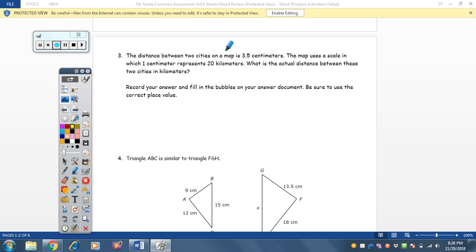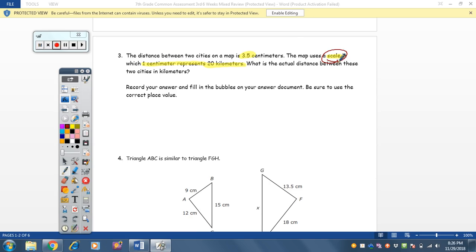Number 3 says the distance between two cities on a map is 3.5 centimeters. The map uses a scale in which 1 centimeter represents 20 kilometers. What is the actual distance between the two cities?